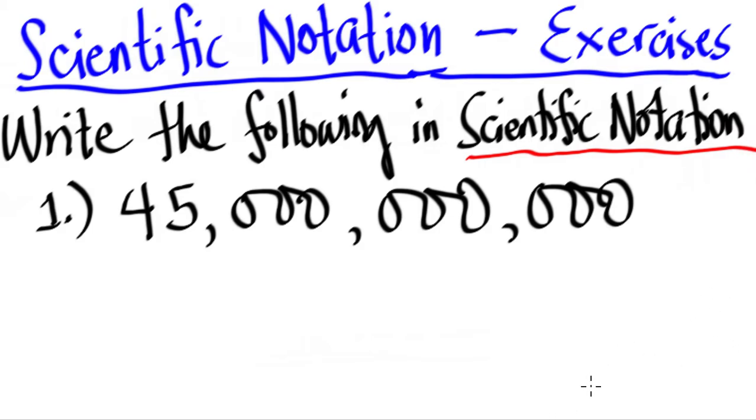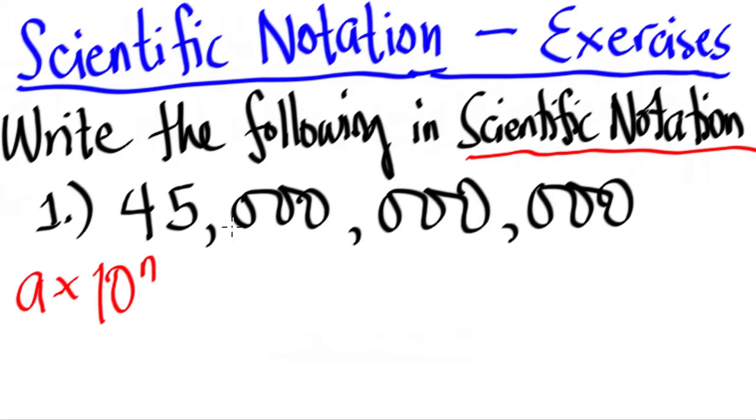A simple recall: scientific notation should be in the form of A times 10 raised to n, and we have case 1 and case 2 which we'll simply recall from here. So here we have our first number, 45 billion. We want to write this in scientific notation for the ease of writing.